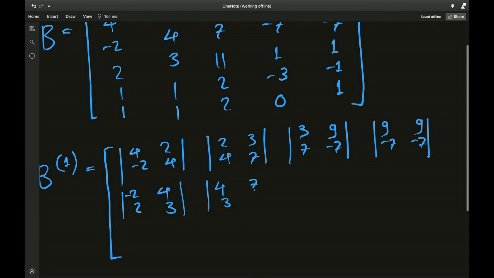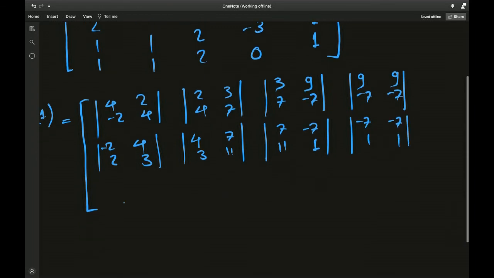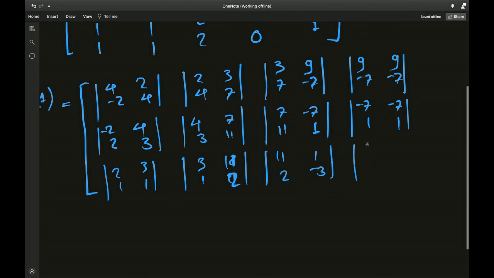4, 3, 7, 11. And if you want to pause the video and try it for yourself, you can. 7, 11, negative 7, 1. Negative 7, 1, negative 7, 1. Then below that we have 2, 1, 3, 1. 3, 1, 11, 2. 11, 2, 1, negative 3. 1, negative 3, 1, negative 1.